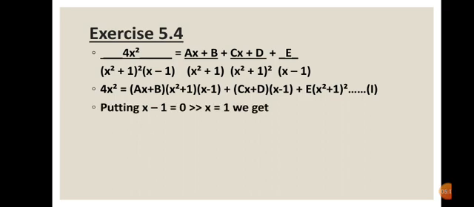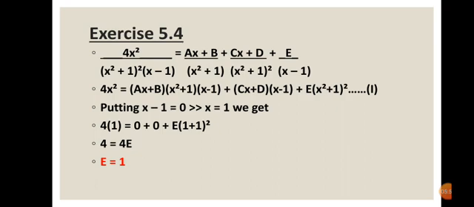So by putting x minus 1 equal to 0, means x equal to 1, in equation 1, we get 4 into 1 is equal to 0, as there is x minus 1 in the first term, plus 0, as there is also x minus 1 in the second term, plus E into 1 plus 1 whole square. It will give 4 is equal to 4E, since 2 square is equal to 4. It means that the value of E is 1.